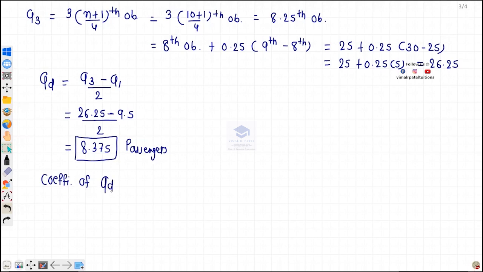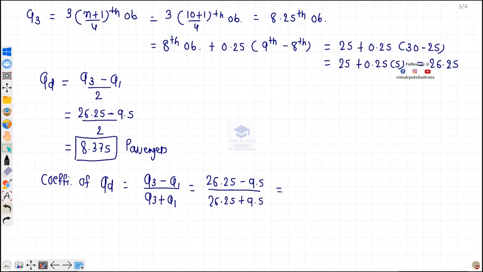Coefficient of quartile deviation is Q3 minus Q1 upon Q3 plus Q1. 26.25 minus 9.5 is 16.75 upon 35.75, which is 0.4685 approximately.